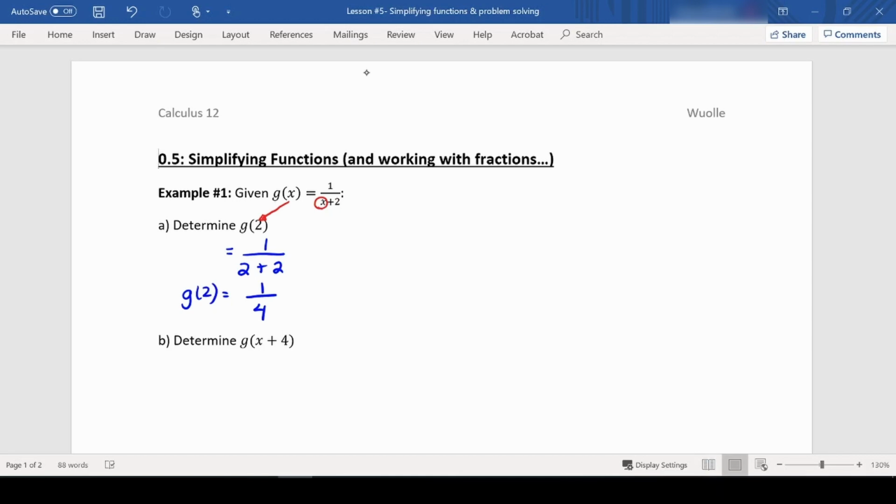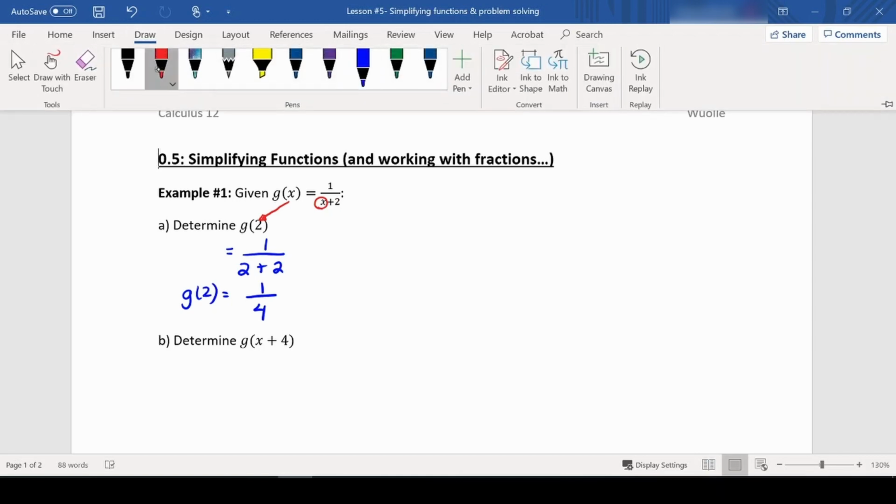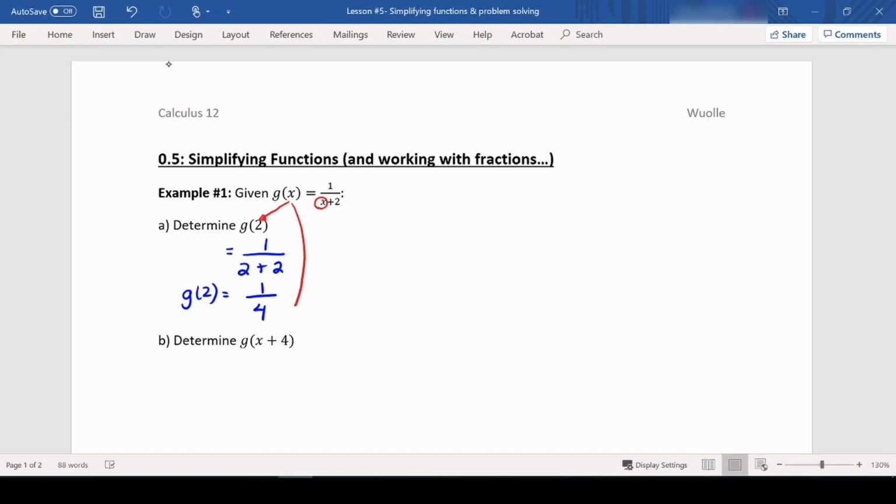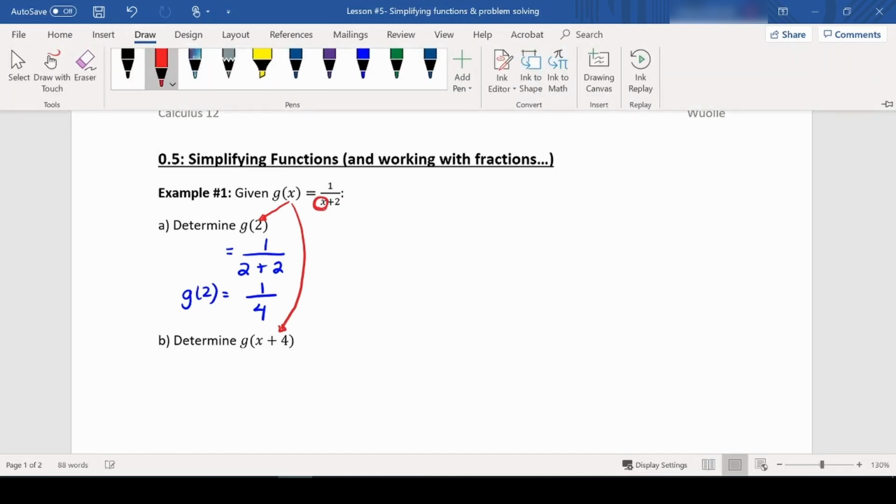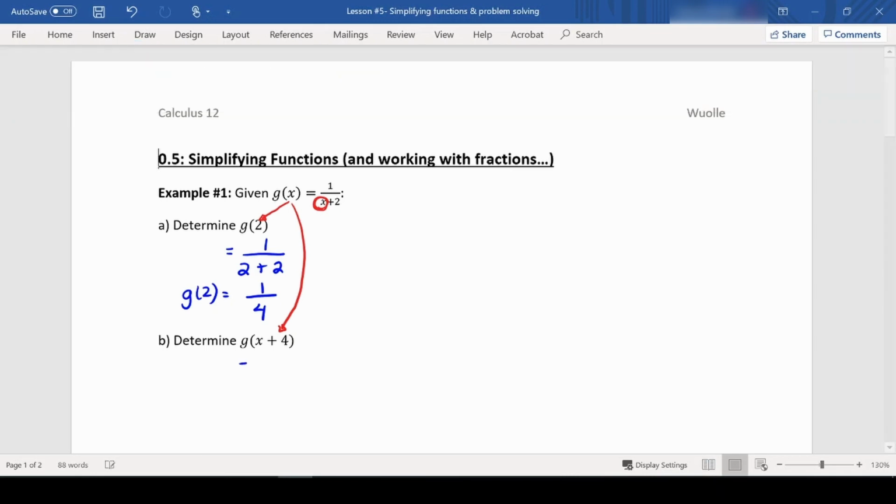Again, I've replaced this x in the function with an x plus 4. That means the x in the function gets replaced with an x plus 4. This is going to equal 1 over x plus 4 plus 2, or 1 over x plus 6.